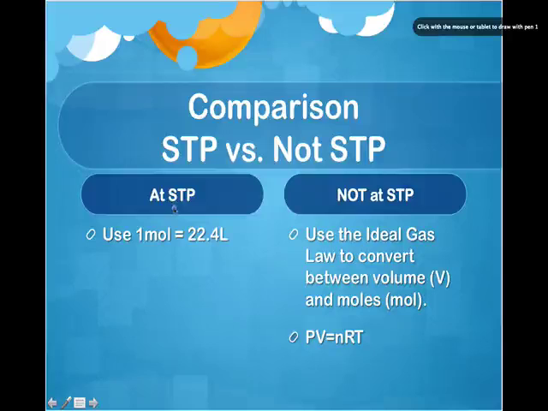So first of all, at STP, we're going to use this conversion factor. The 1 mole is 22.4 liters. When we are not at STP, we have to use the ideal gas law. And the ideal gas law is the PV equals nRT. It's going to allow us to go between volume and moles. At STP, we use this conversion to go between moles and liters, which is moles and volume. But when it's not there, we have to use the PV equals nRT to go between these two. So you're always going to be solving for V, or you're going to be solving for n. That's what you're going to use this equation for.